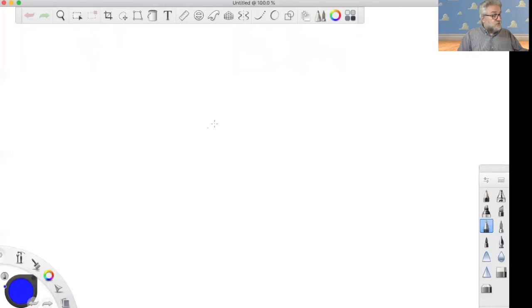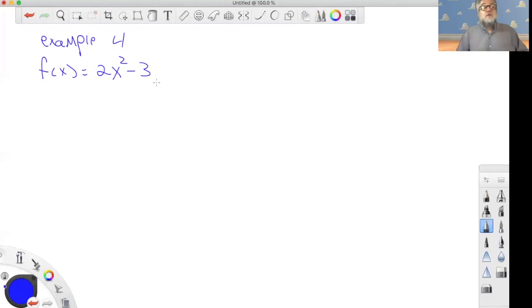Okay, so let's say we have the function. This is example 4 in your book. So we have the function f of x equals 2x squared minus 3. And I want to know what's the derivative, what's f prime evaluated at 4.